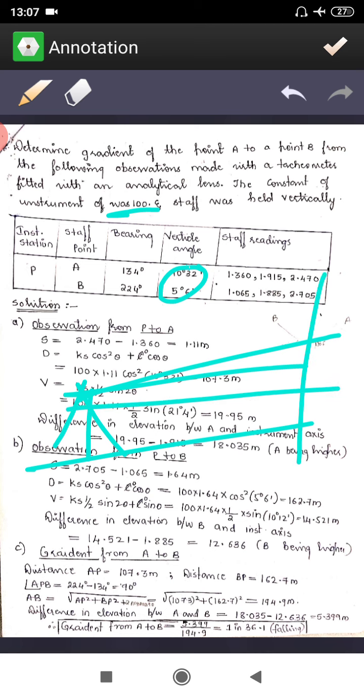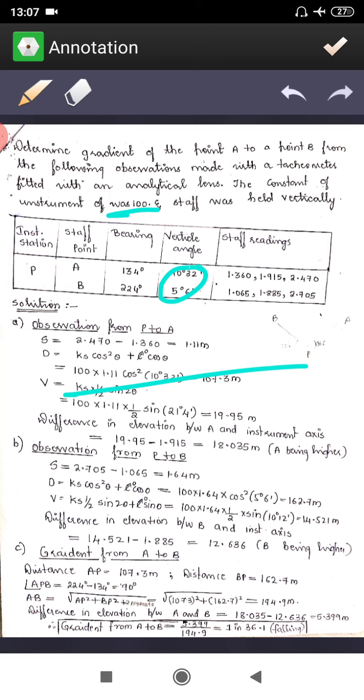If this is there, here theta should be 0, but here we are having theta, two angles are there, it means that line of sight has some inclination with it. Now here, instrument at P, staff at A and B, the bearing they have given, along with that they have given the vertical angles and the staff reading they have given.